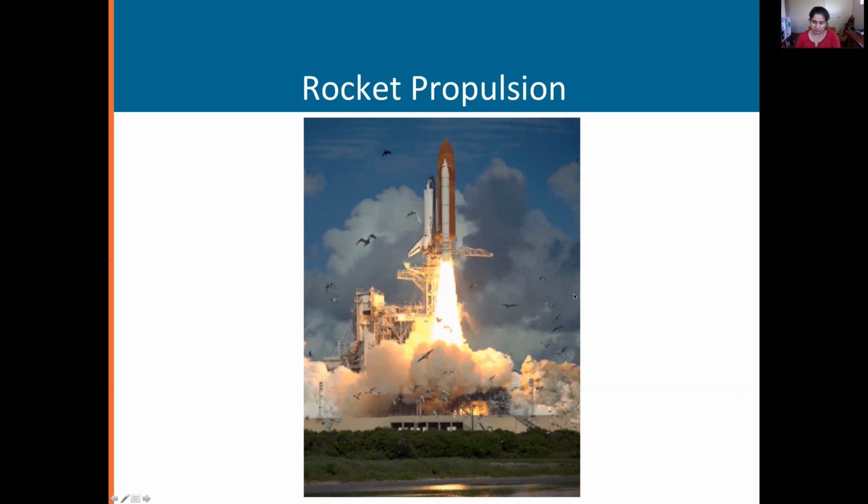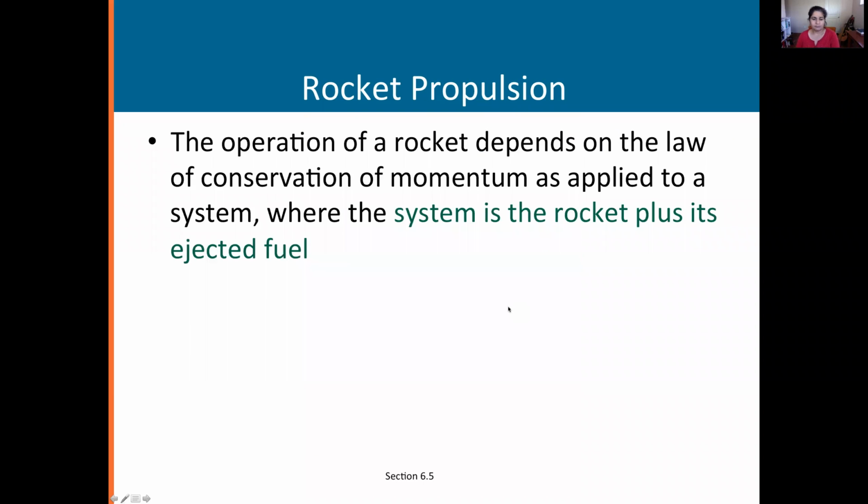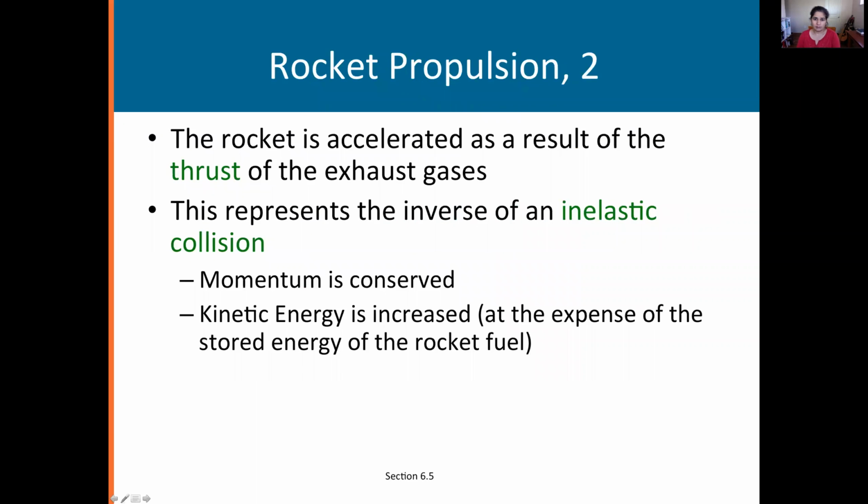Here's a rocket, it's being thrust upwards, okay? So our system consists of the rocket, its basic structure which stays together, plus the ejected fuel. And when that fuel is burned and the gases from the combustion are basically ejected backwards, that provides a forward thrust in order to have linear momentum conserved, okay? So the thrust depends on how fast the exhaust gases get accelerated in the opposite direction, okay?